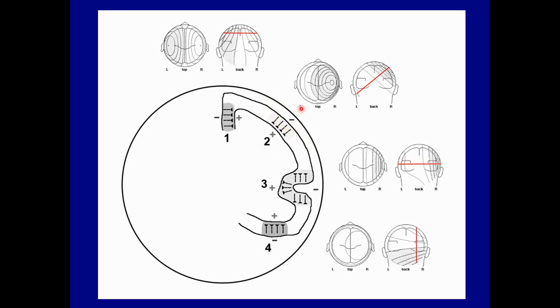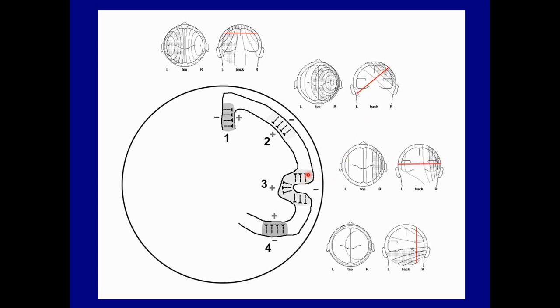So we have a negative field here superficially, the corresponding positive field deep, and the field that we see on the scalp shows a negative field maximum here in hatched colors directly above the source. This is a radial field that is coming directly out of the head.